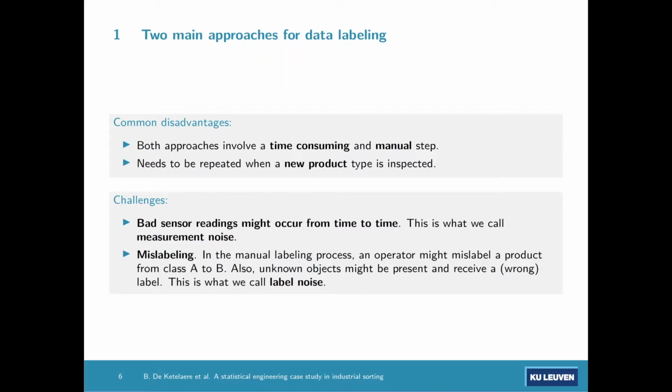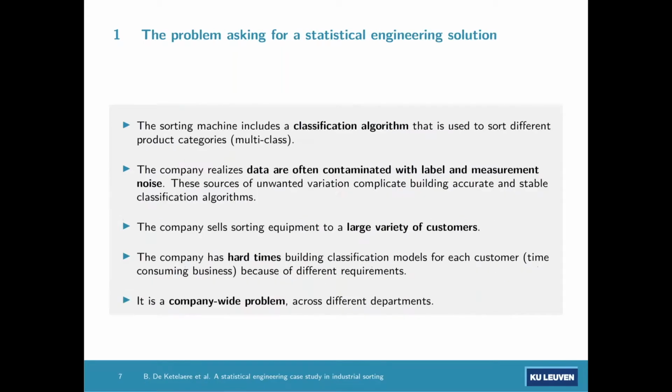So we have a lot of noise in the data, and still what we want to do is build a classification algorithm for the sorting machine which is, let's say, robust to all different sorts of noise. So the problem that we have here, and that asks for a statistical engineering solution, is that the company realizes that quite often the data is contaminated, and they don't want this contamination to be destructive for the classifier that is being built. So that's important. The company also sells to a lot of customers, so the solution that we have in mind should work for all customers.